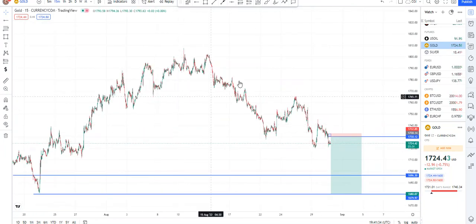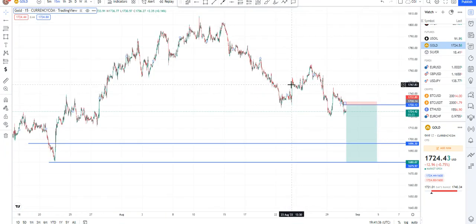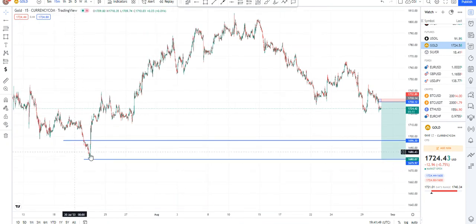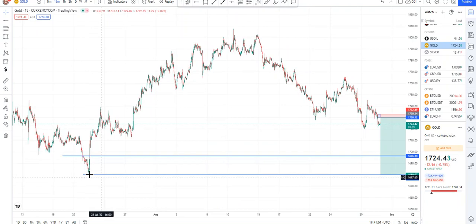So that's how you do top-down analysis, going from the highest time frame to the lower time frame. You start from the higher time frames to find your targets, to find your liquidity target. So this is your external liquidity here, right? External liquidity, which is our target on the higher time frames.